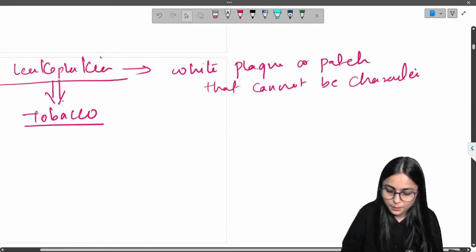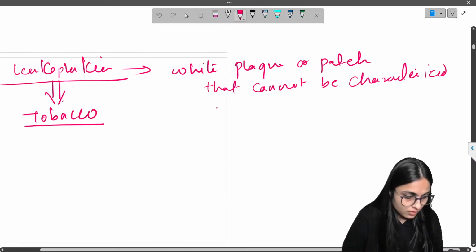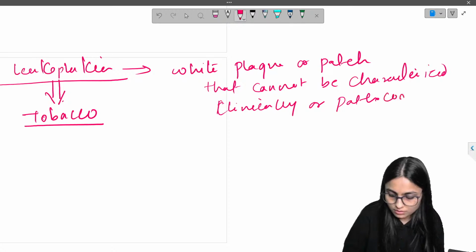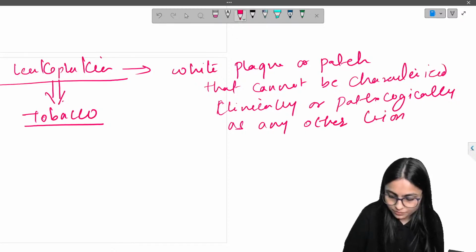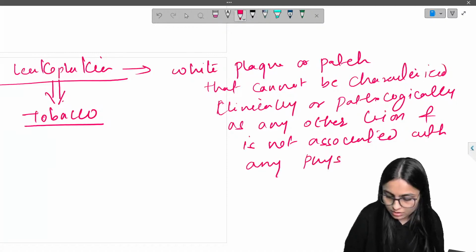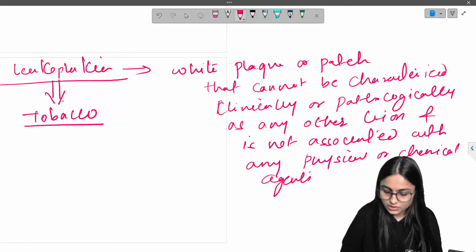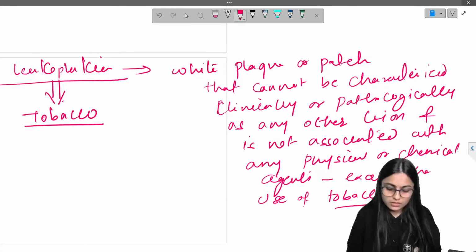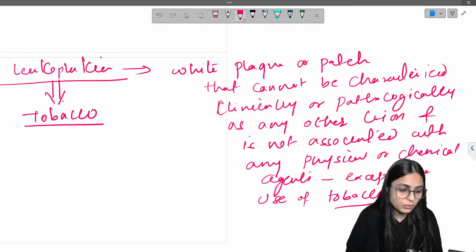So leukoplakia is a white plaque or patch that cannot be characterized clinically or pathologically as any other lesion and is not associated with any physical or chemical agents, except the use of tobacco. So leukoplakia will be associated with tobacco.